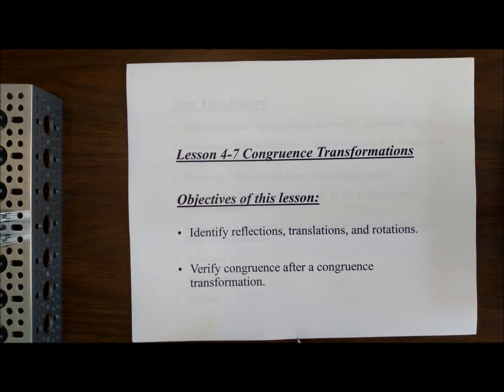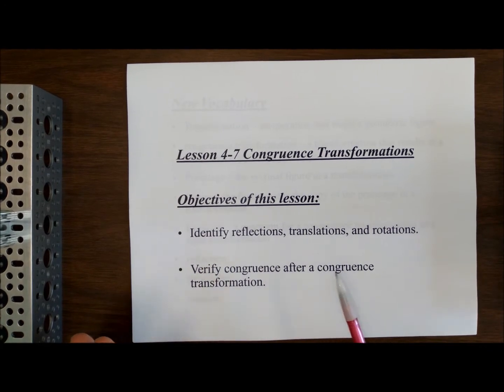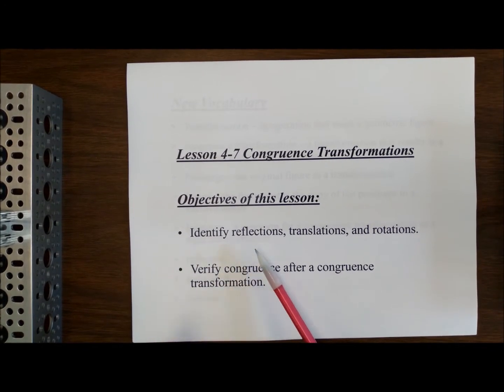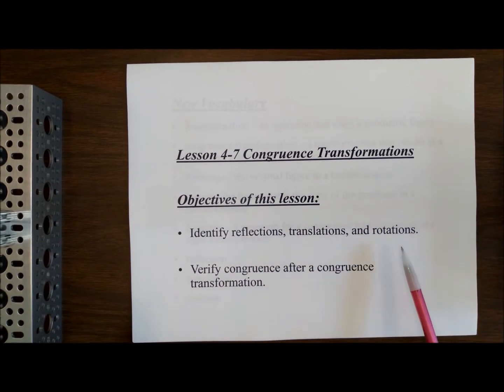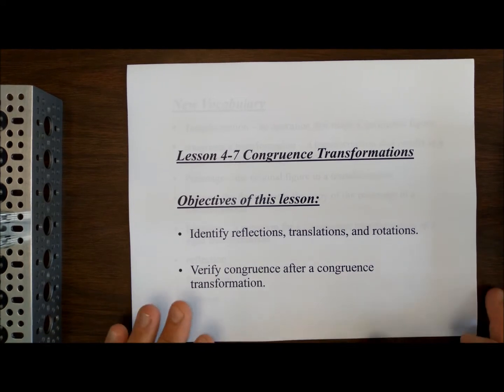So there's probably going to be some new terms, new vocabulary in this lesson, maybe some things you haven't seen before. When we're done, we're going to be able to identify some of these types of transformations, including reflections, translations, and rotations. And then we're going to verify that if we have something that appears to be a reflection or a translation or a rotation, it is in fact a congruence transformation, using all of the skills that we've picked up so far in this chapter.